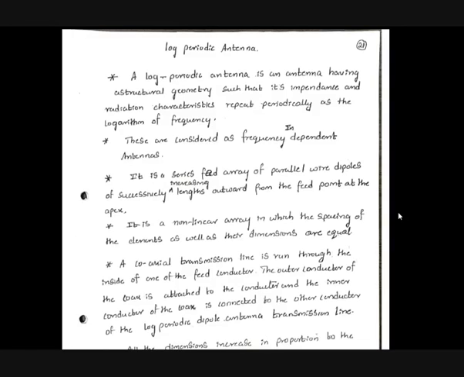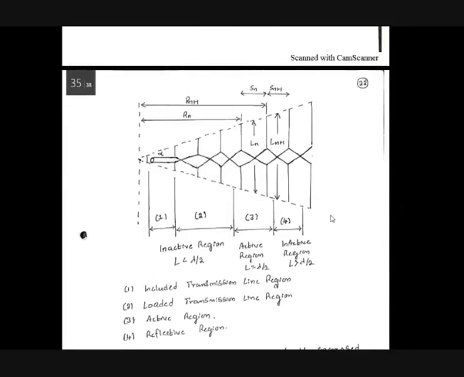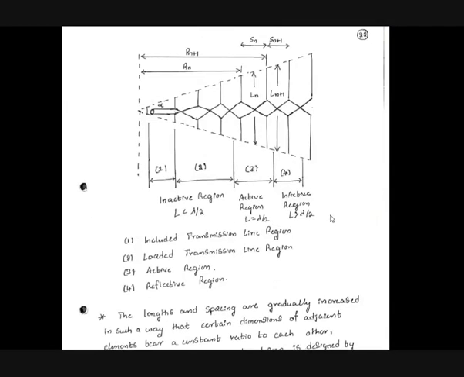Now, how exactly is power fed here? Remember, for this log periodic antenna, as you can see on the screen, it is arranged in a long non-linear array, in which the spacing of the elements as well as their dimensions are always equal. Here you can see that it is arranged in parallel wire dipoles. This is one wire, this is second, third, fourth, fifth, sixth, and seventh.